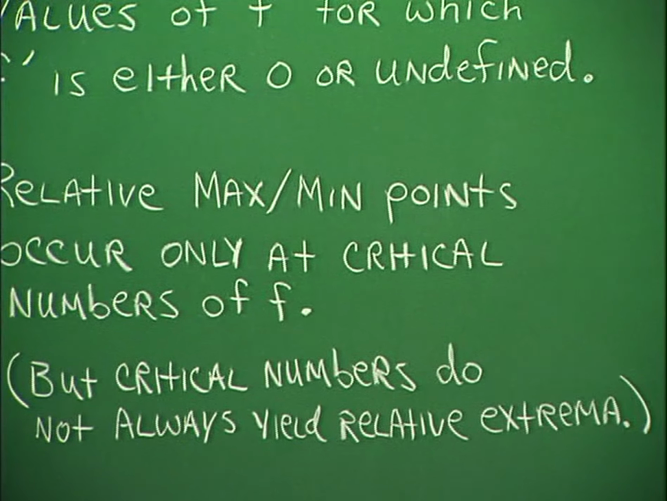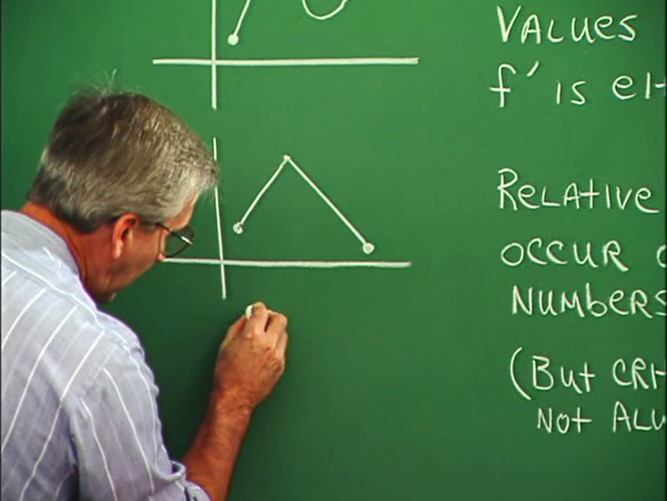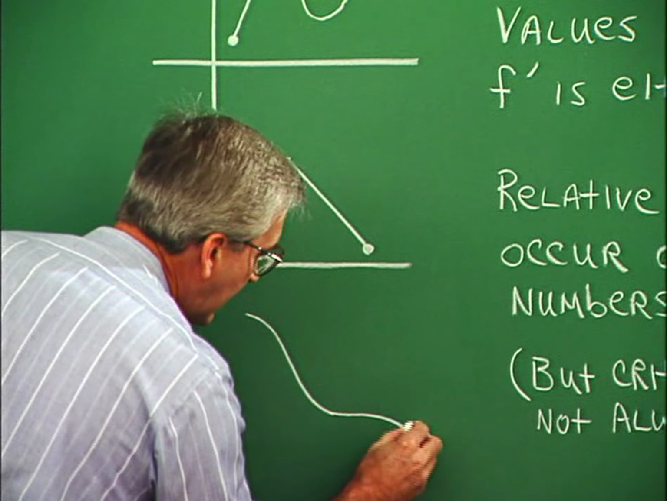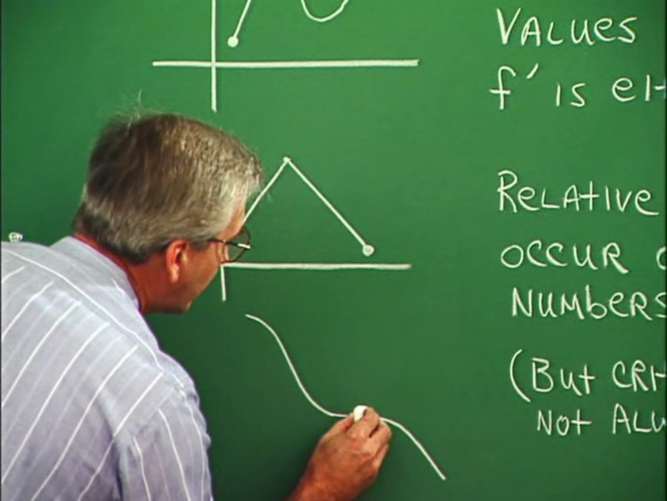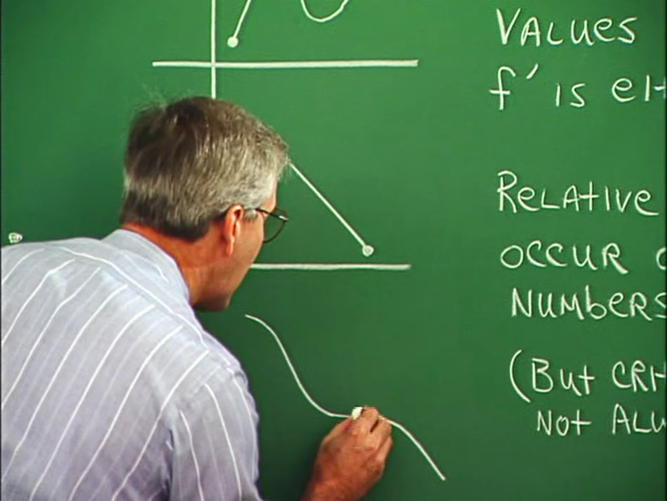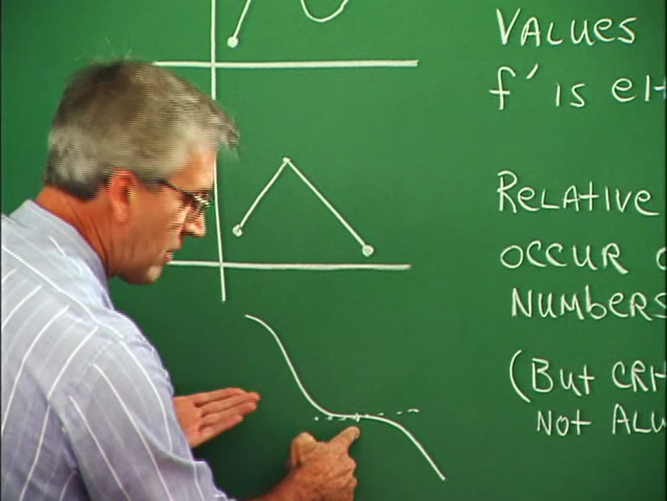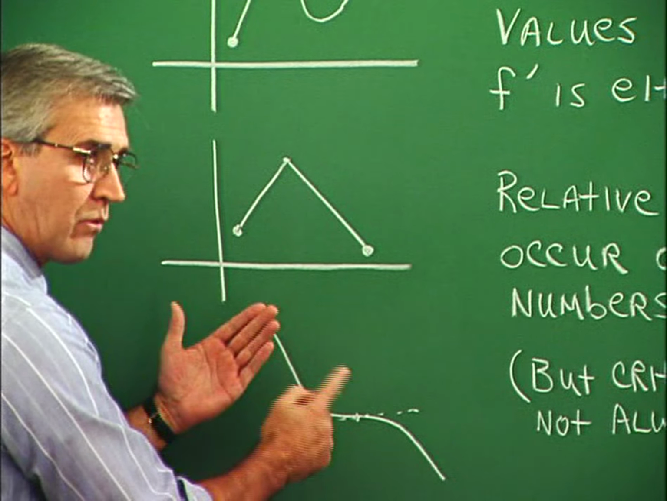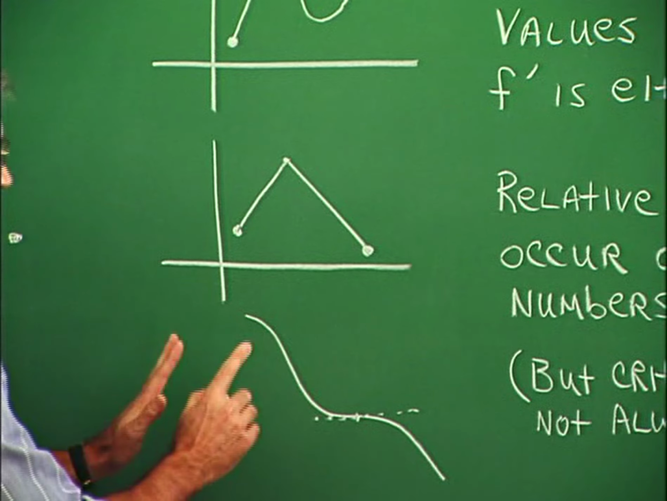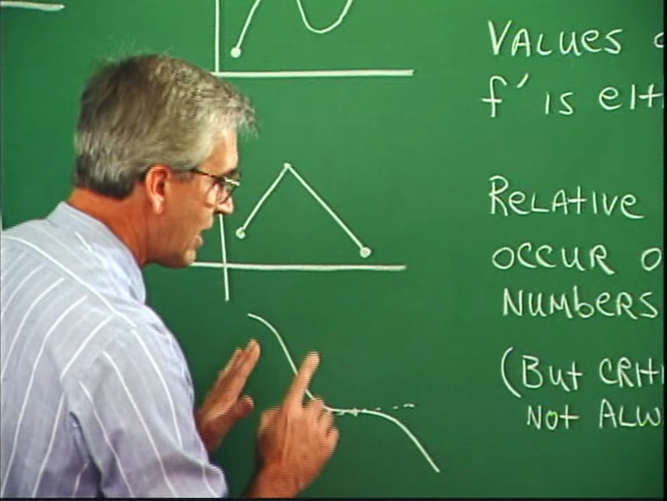Let me give you an example. There's a possibility that a graph can come down like this, and then it can level off, and then it can continue to go down. You see at this point where it's kind of flat like this, the slope of the tangent line at a point right here is going to be 0. And yet this is neither a max nor a min. It's not a relative max or a relative min. So it's possible that we have a critical number that does not give us an extreme value.